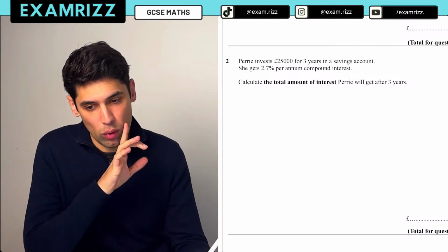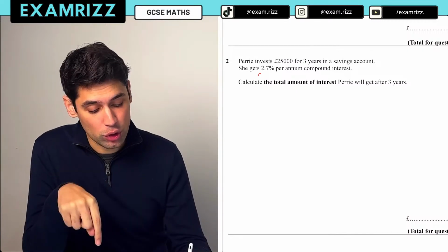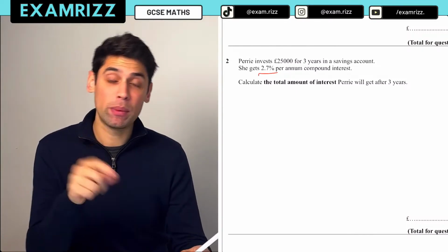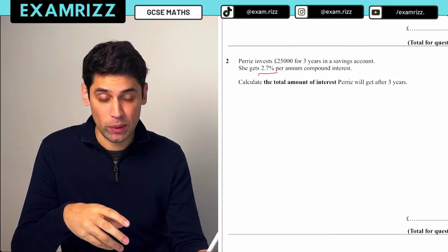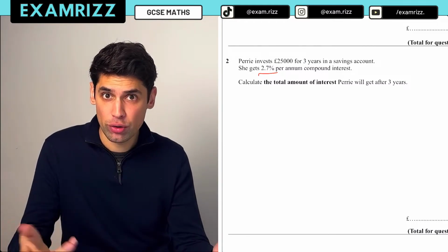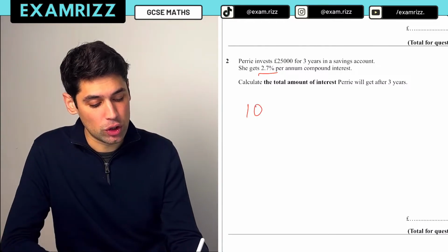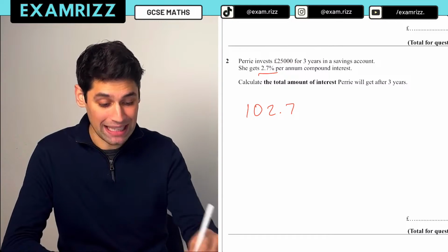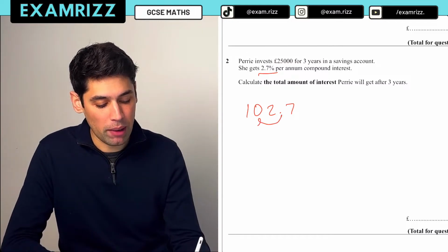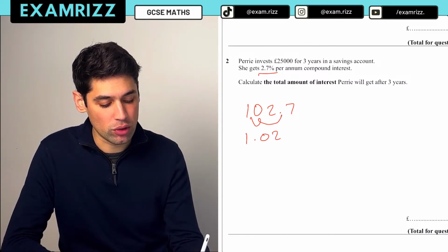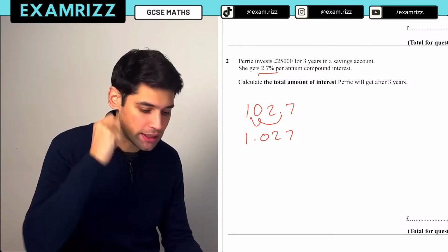So for an increase of 2.7%, the way we find the decimal multiplier is we add it to 100, then divide by 100. So 102.7, because we're adding 2.7 to 100, then we divide by 100 to get 1.027. That's one way of looking at it.